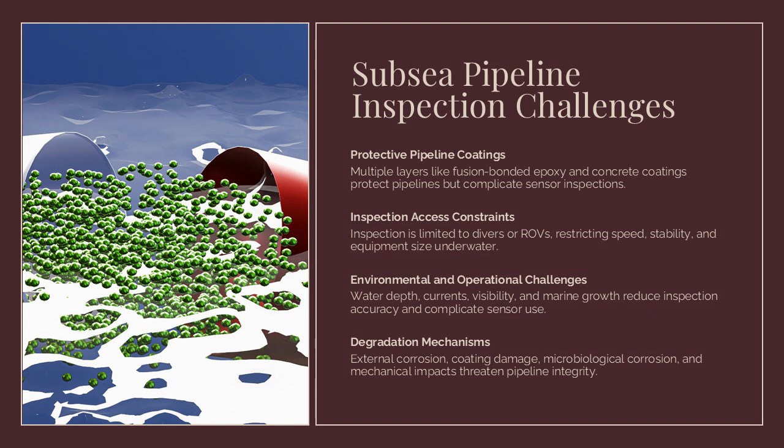Subsea pipeline inspection presents unique engineering challenges that significantly influence NDT method selection. Pipelines are typically protected by multiple layers, including fusion-bonded epoxy, FBE, three-layer polyethylene or polypropylene coatings, and in many cases concrete weight coating for stability. Over time, marine growth accumulates on external surfaces, further increasing lift-off distance for inspection sensors. Access is limited to diver or remotely operated vehicle, ROV, deployment, which constrains inspection speed, probe stability, and equipment size.